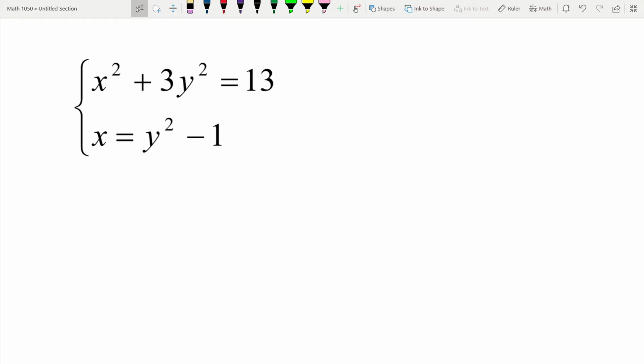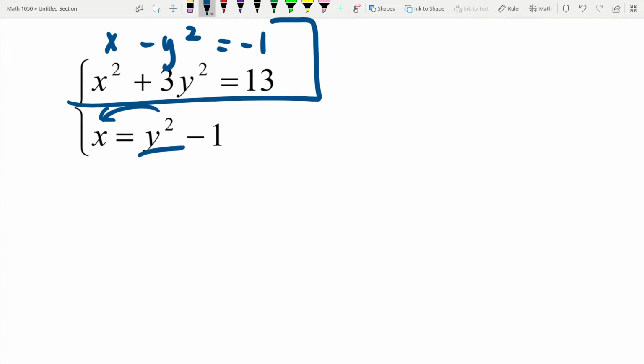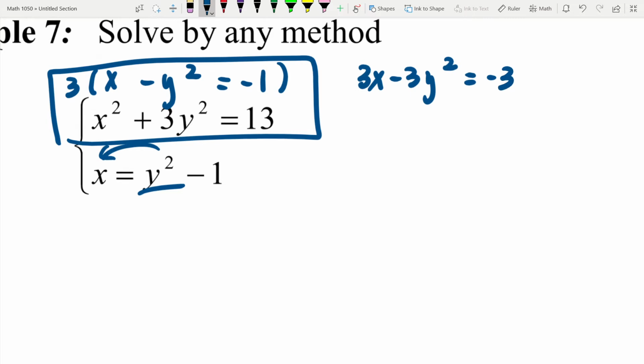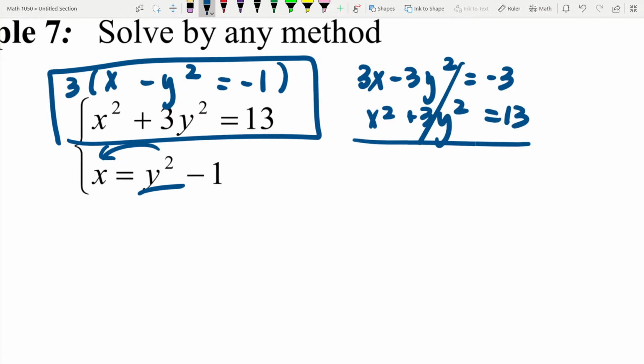The equal sign's not lined up, right? So I'm going to take this y squared and I'm going to pull it that way. So then I'm going to have x minus y squared equals -1. Now I'm looking at those two equations. It's going to be easy to get rid of the y squareds if I just multiply this guy by a 3. So then I'm going to have 3x minus 3y squared equals -3. Underneath that, x squared plus 3y squared equals 13. The y squareds go away. So I have x to the second plus 3x equals 10.